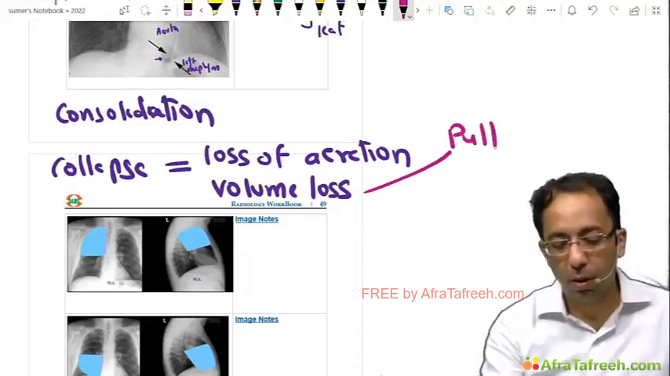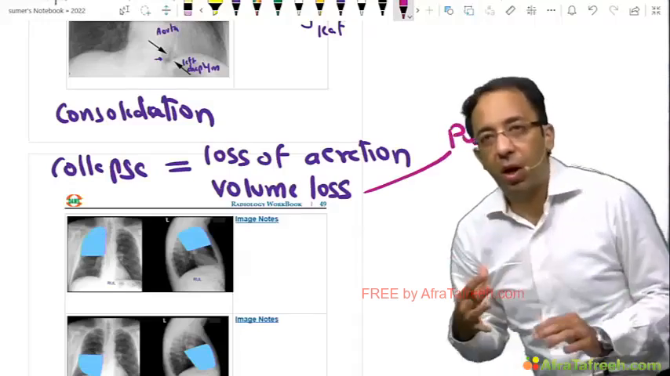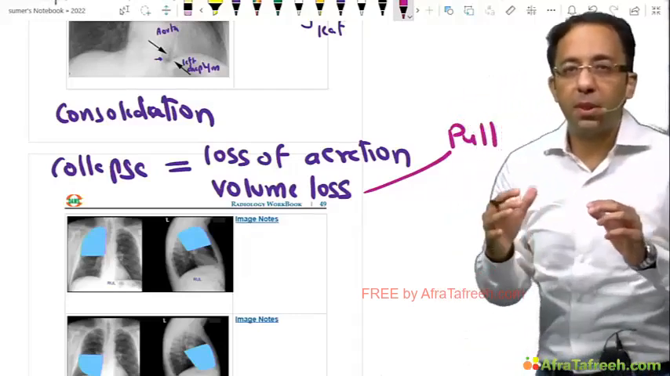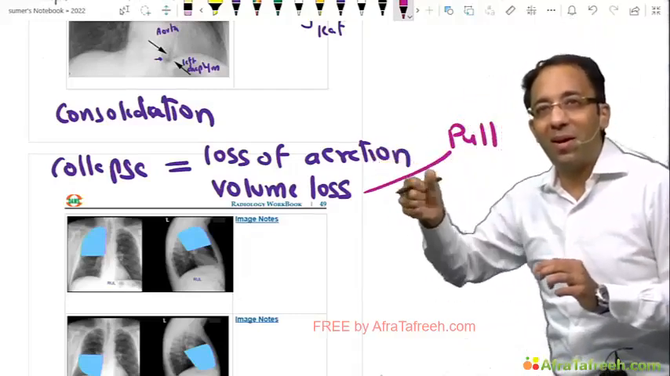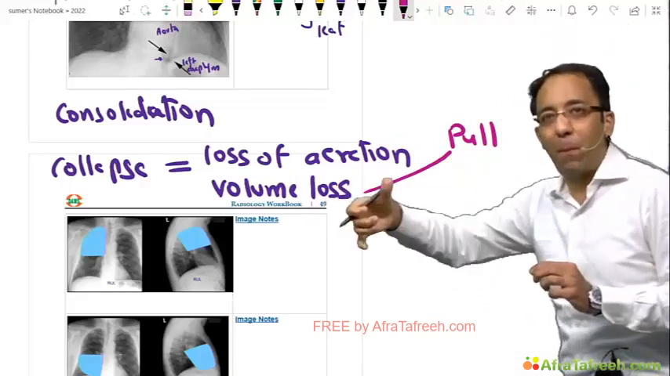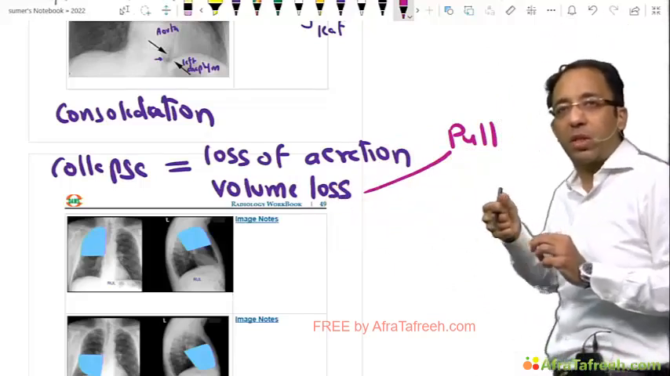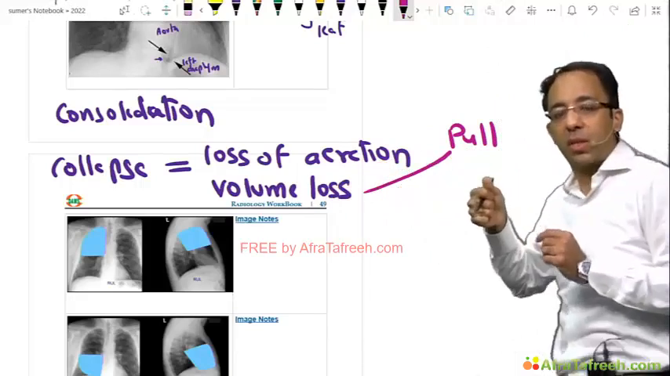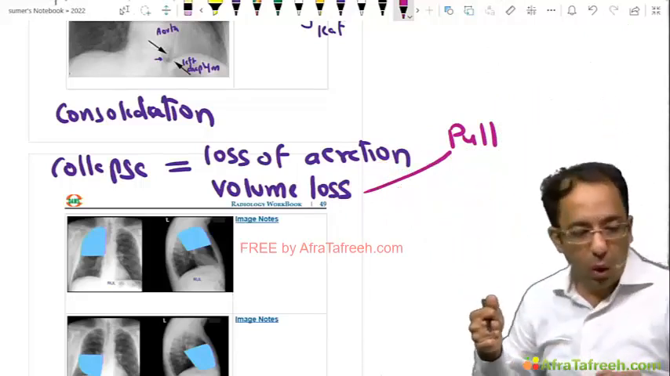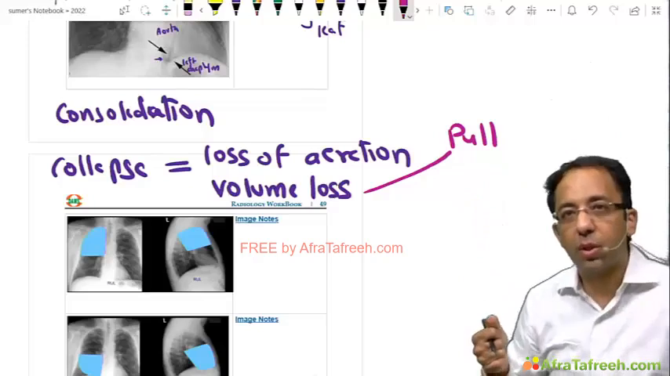Because of the pull. That means if a lung lobe is collapsed, it will pull the trachea, it will pull the mediastinum, pull the diaphragm. So all the structures will appear pulled towards the disease. Okay.